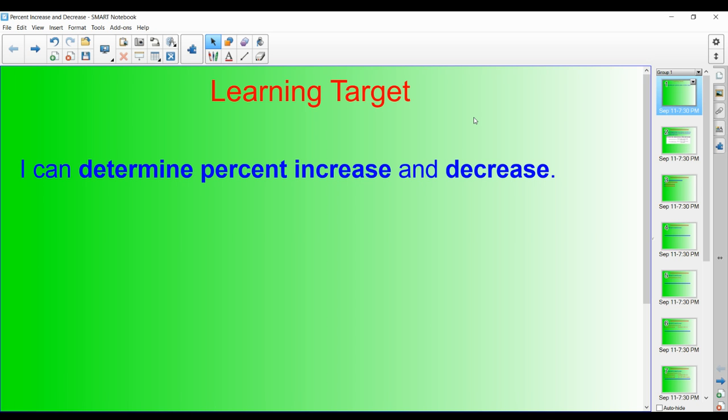Hi everyone. Today we're going to discuss percent increase and percent decrease. Now you may have heard of this if people are talking about the stock market and said, hey, I had a 5% increase in stocks, or I get a 2% pay raise. Today we're going to figure out how they calculate that.